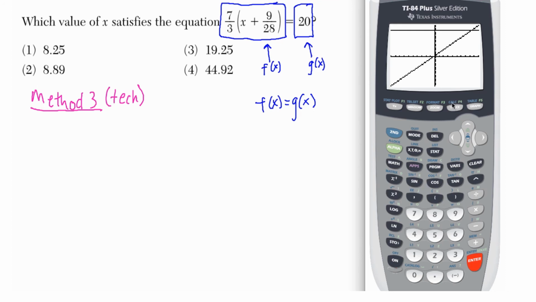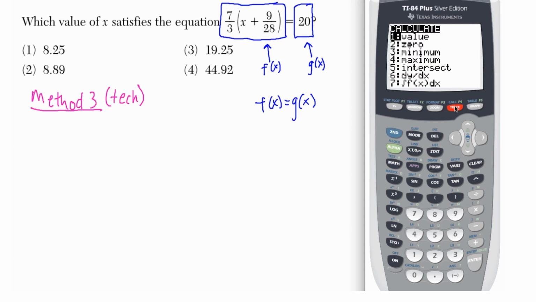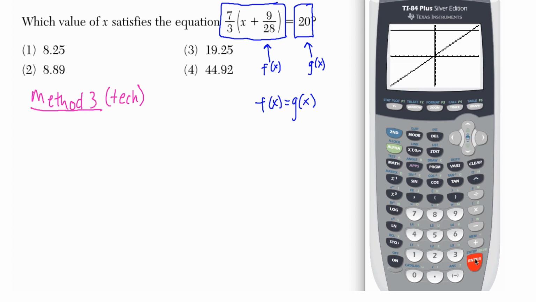So we're going to calculate. Here's the calculate menu. We want to access the calculate menu, so we're going to hit second and then trace. And we're going to calculate the intersection, number 5. You can either hit the number 5 or just scroll down to number 5 and hit intersect. Now at this point, it's going to say first curve, just hit enter once, hit enter twice, and hit enter again. And it will calculate the point of intersection. It puts the cursor right there.